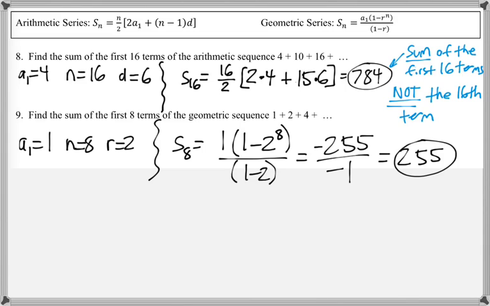Again, this number does not represent the 8th term. This number represents the sum of the first 8 terms.